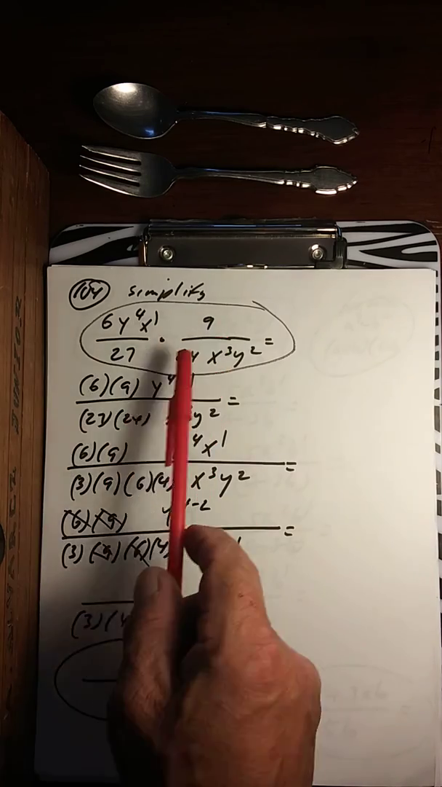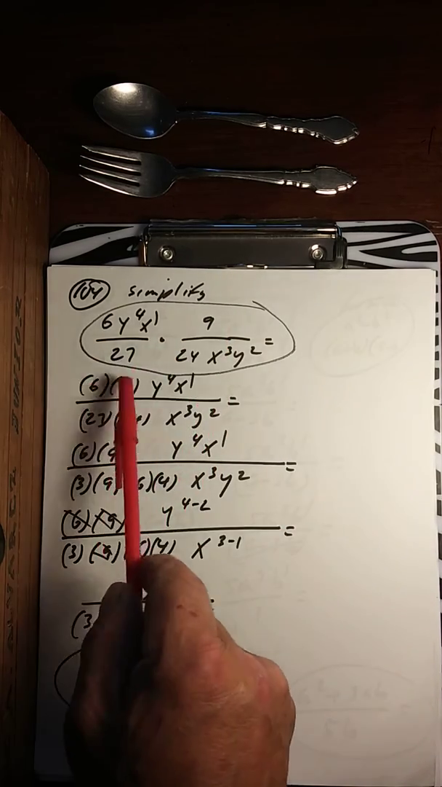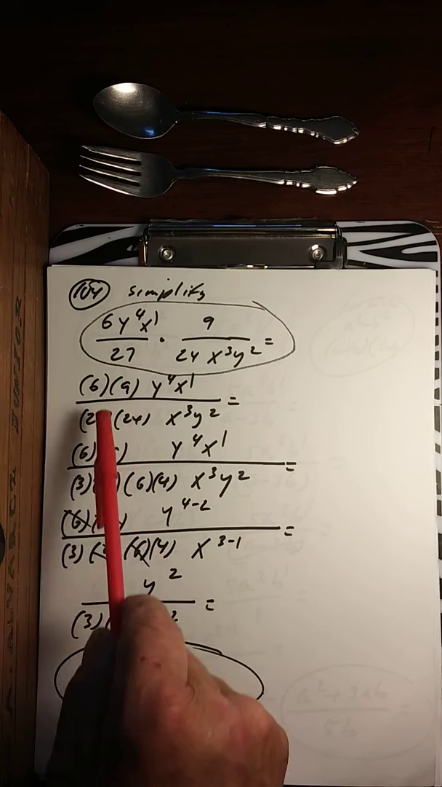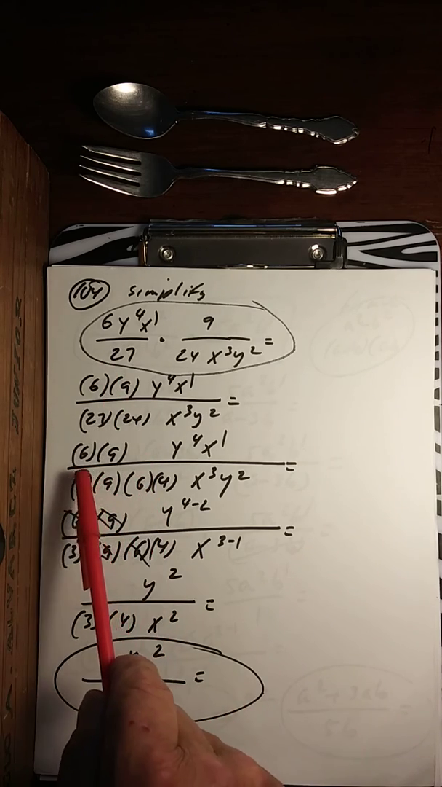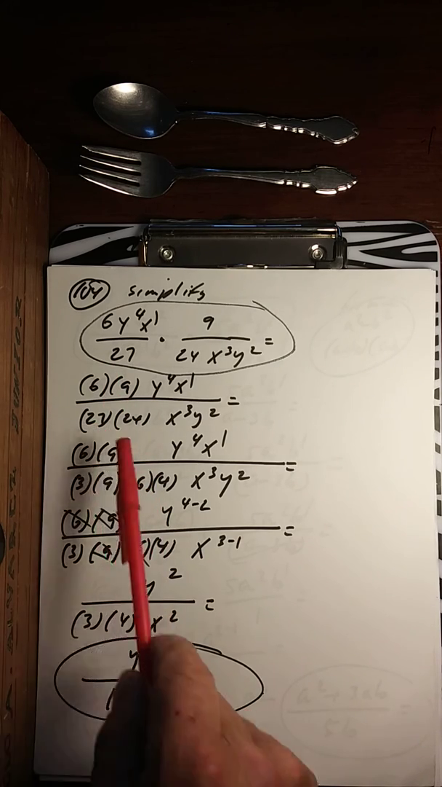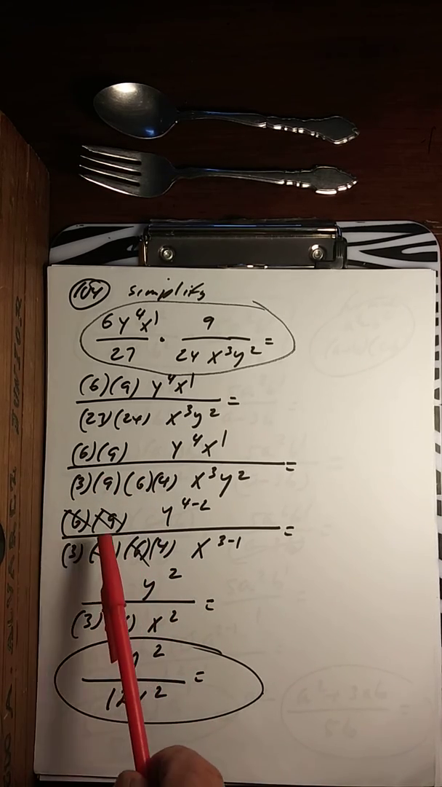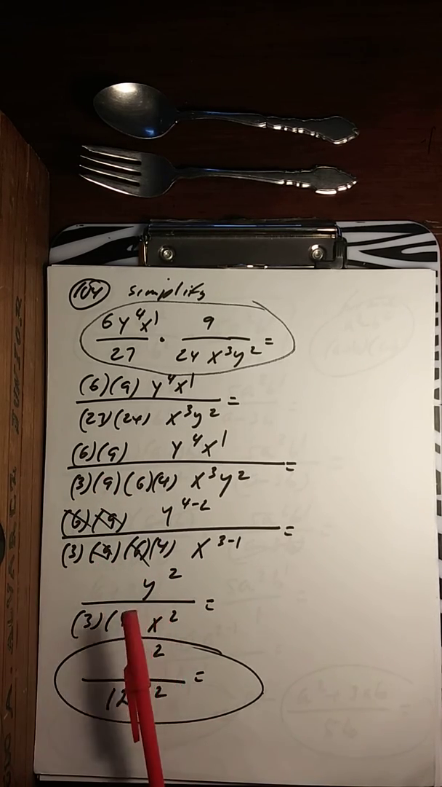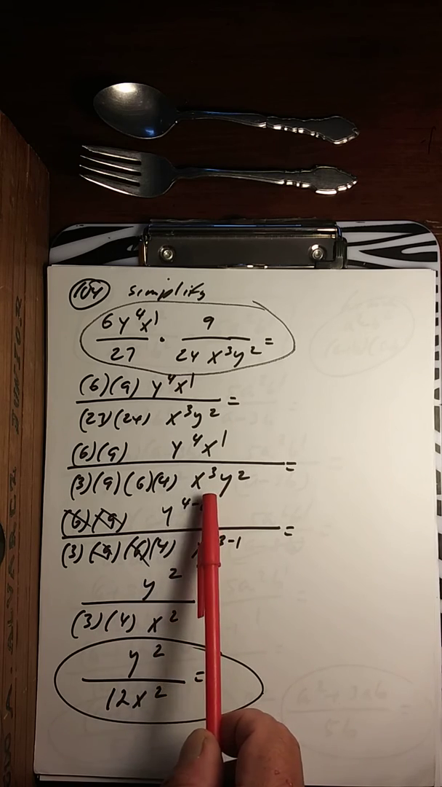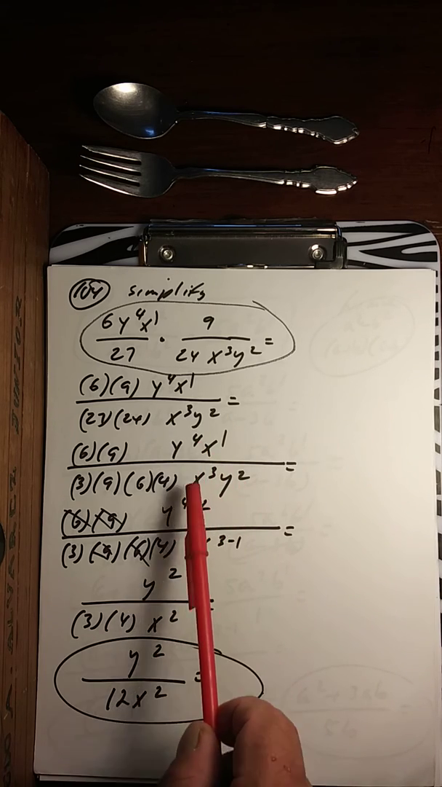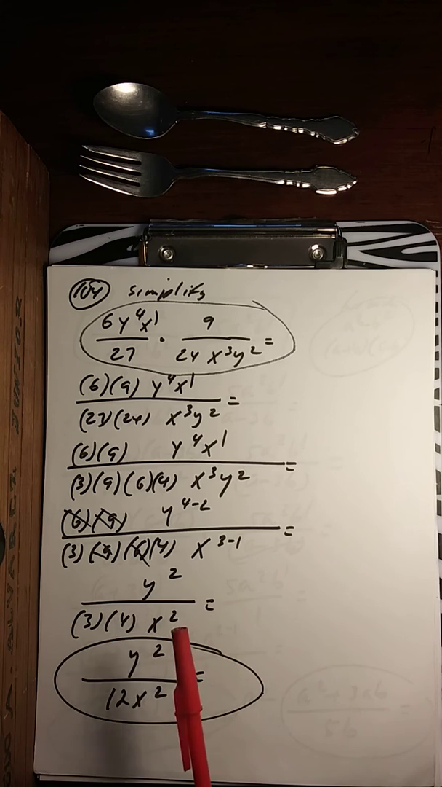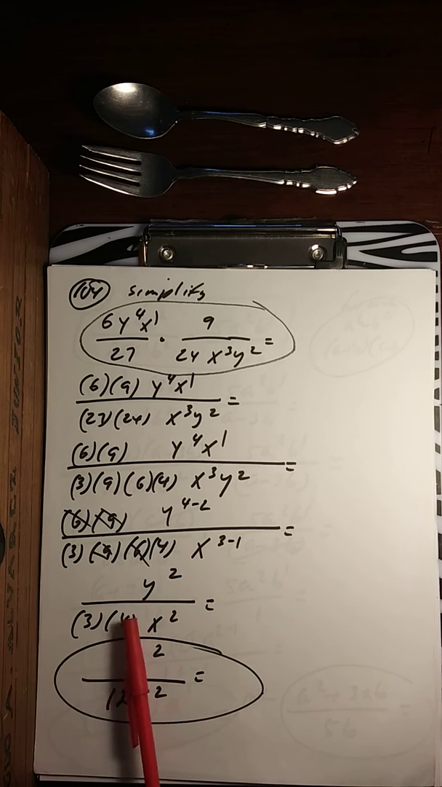This one, multiply. So we write it, 6 times 9, and 24 times 27 right here. Factor these guys out: 3 times 9 is 27, 6 times 4 is 24. So now we can cancel 6 and 6, the 9 and the 9. What's left over is y squared, because you subtract 2 from the 4 and you subtract 1 from the 3. So we have y squared over 12 x squared.